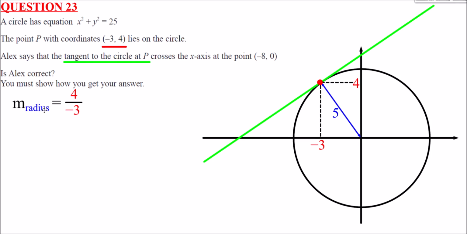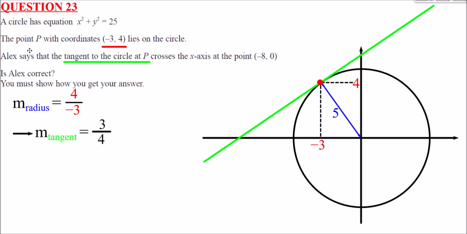Now, the negative reciprocal of that will tell us the gradient of a tangent. So if I flip this fraction on its head and change its sign from minus to positive, we can see that the gradient of a tangent must be positive 3/4. We can now start thinking about what the equation of this tangent is.